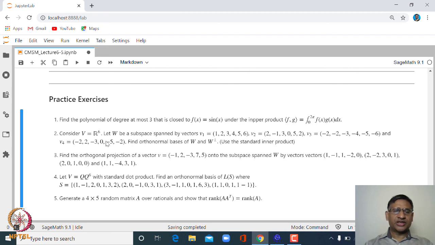Next, consider R to the power 6, take this subspace W spanned by v1, v2, v3, v4 and then find an orthonormal basis of W and W perp. You can use the standard inner product, then find the orthogonal projection of a vector onto the subspace W, and this is the problem which I started with. Take V to be in Q to the power 6 with respect to the standard dot product, find an orthonormal basis of L of S. And you can generate any 4 cross 5 random matrix over the rationals and show that the rank of A into A transpose is the same as the rank of A. This proof is again very simple, but here it is just a verification.